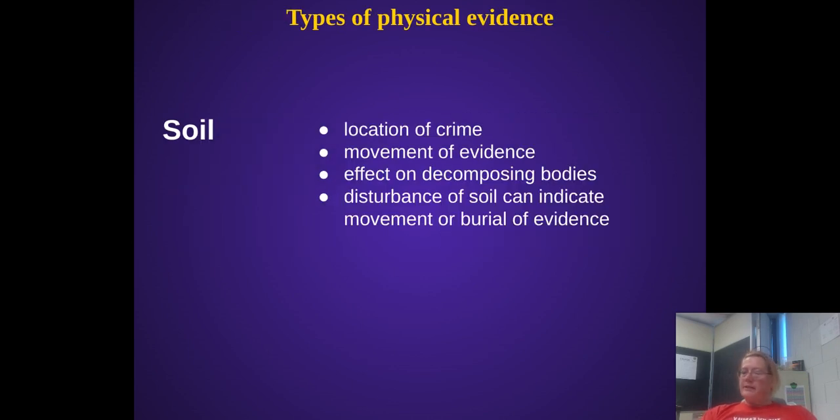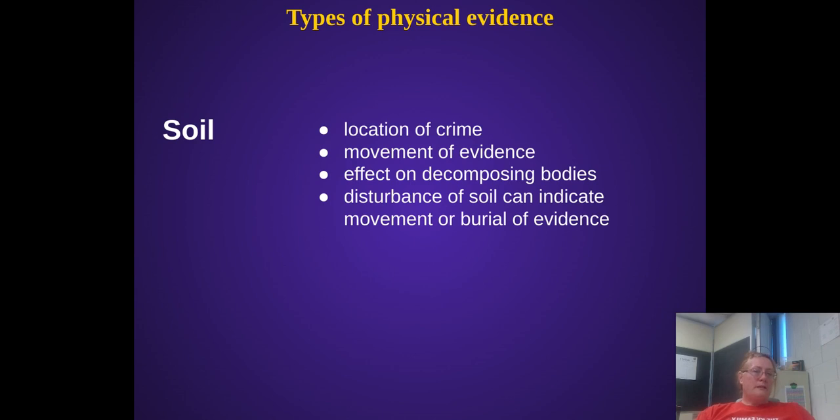Soil, all different types of soil out there, sand to mud, clay, different amounts of clay and sand and mud in something. And so that can tell you the location of the crime. The person drove through that swamp. It can indicate movement of evidence. They buried the body over here, then they moved it over there.